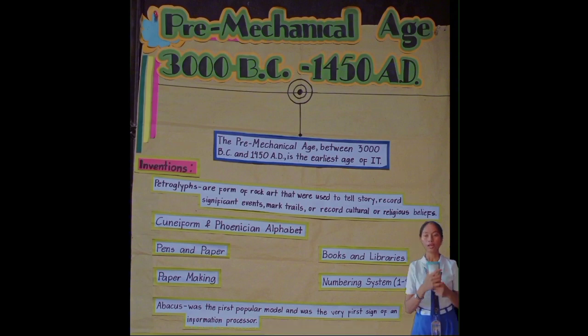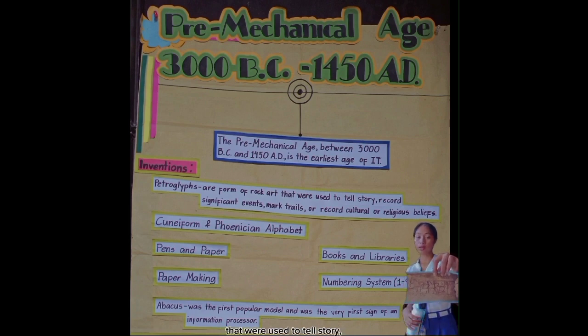information technology. In ancient times, humans communicated using language or simple picture drawings known as petroglyphs, which were often carved in rock. This is the picture of petroglyphs. Petroglyphs are forms of rock art that were used to tell stories, record significant events, mark trails, or record cultural or religious beliefs. They were also used to represent a type of symbolic or ritualistic language or communication style that until now remains not fully understood.